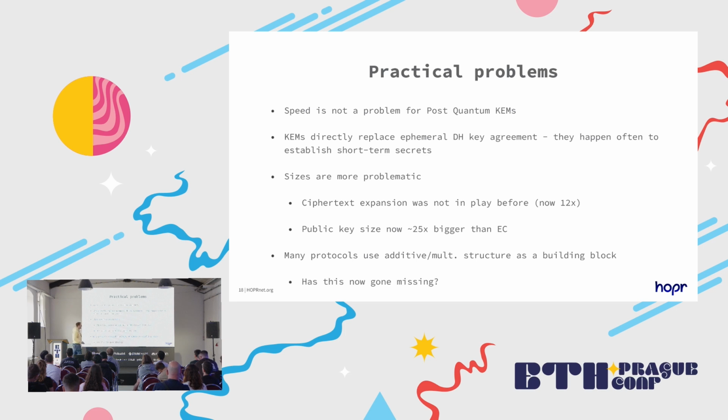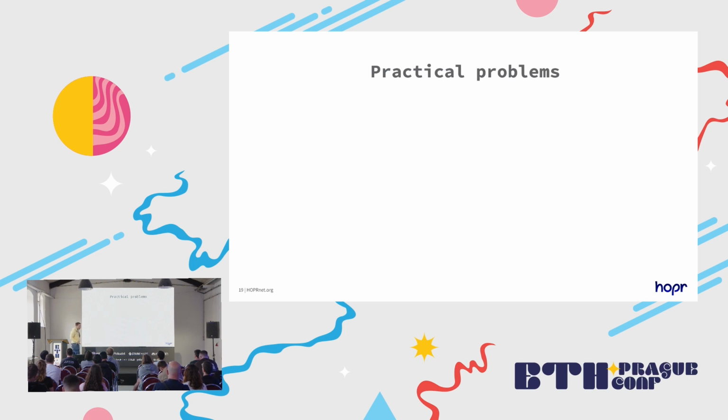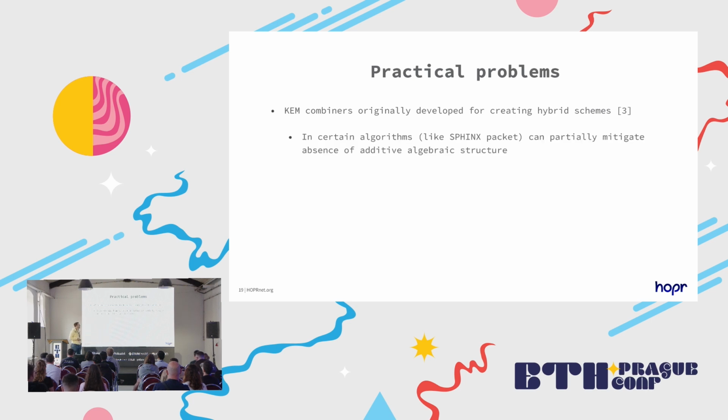It could be partially mitigated from the engineering point of view by using something called KEM combiners, which is a scheme developed for creating hybrid schemes. I'll be talking about that in the next slide. And in this way, you could mitigate the missing algebraic structure. So you could basically put different public keys together and then derive one shared secret, in a similar way to how you would do in a two-out-of-two secret sharing scheme, for example, using Diffie-Hellman.